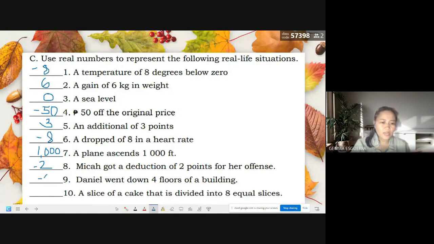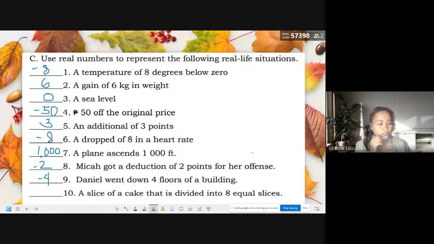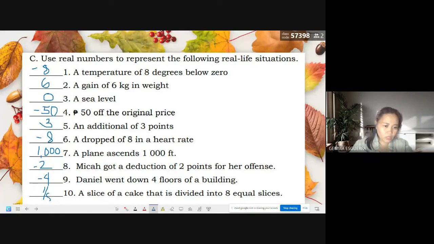Next, a slice of a cake that is divided into 8 equal slices. Zarina? Negative 8 po. Divided po into 8 equal slices. Sino yung nagtataas kanina? Sige, Hans. 1/8 po. Okay, very good. That's 1/8 po, kasi po, dinivide po siya sa 8 equal slices.